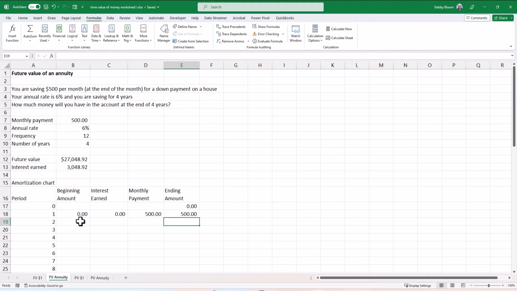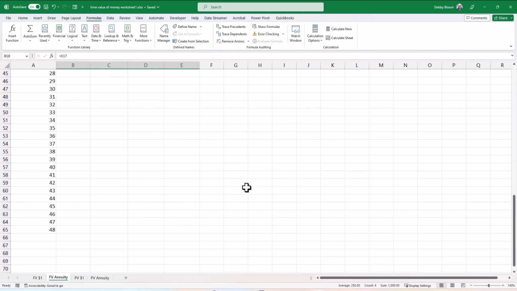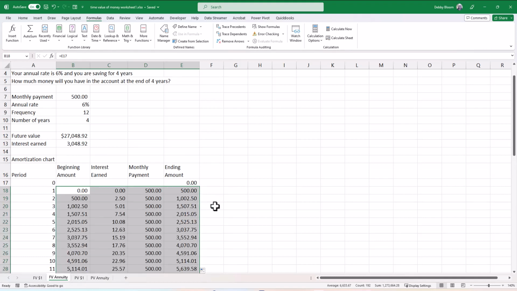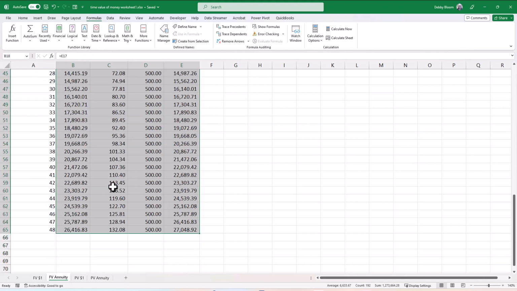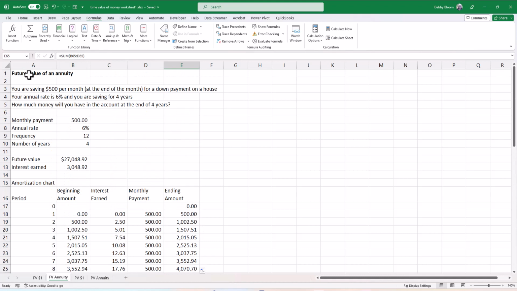So now the second month will start off with $500. We'll earn interest on $500 and then put another $500 into the account, and the computer is going to model that all the way down to 48 months. So now I'm going to double click the fill handle, and again we're right if we come down to $27,048.92.